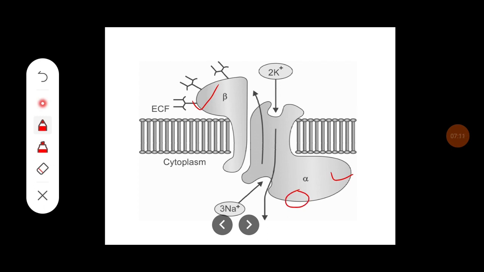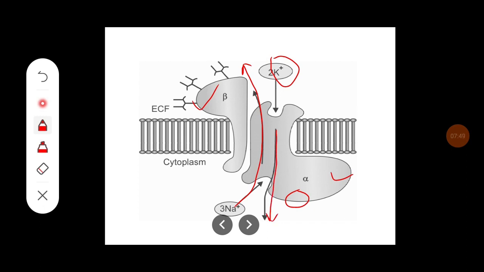So when 3 sodium and ATP bind, there will be a transfer of energy which causes the configurational changes in the alpha protein, which moves the sodium out of the cell. That leads to binding of 2 potassium ions from the outside of the cell, and this causes the dephosphorylation, which leads to the configurational changes in the alpha subunit again, which helps in the movement of 2 potassium inside the cell.